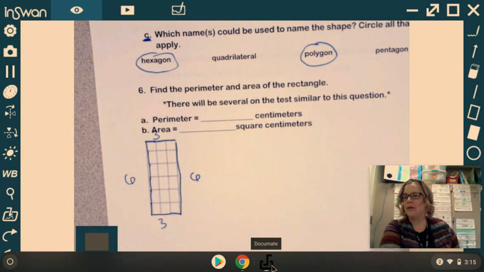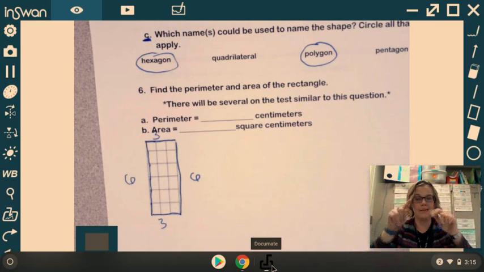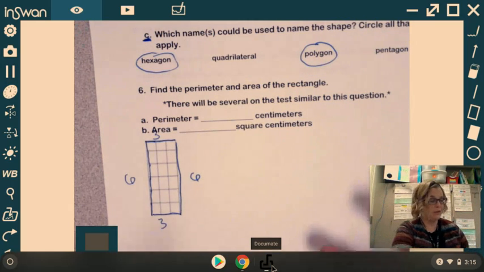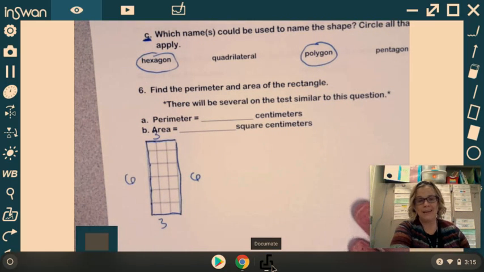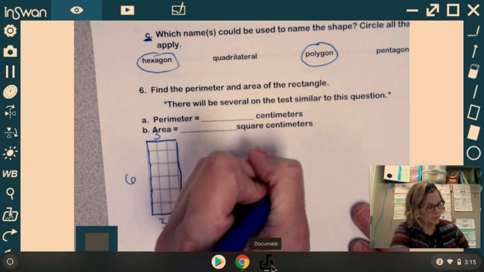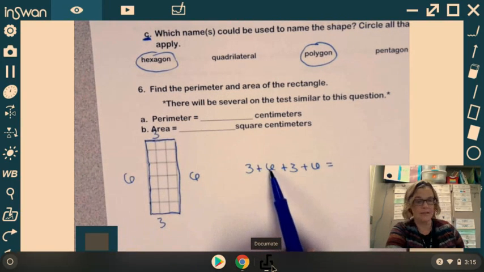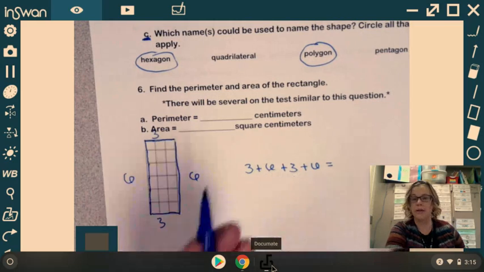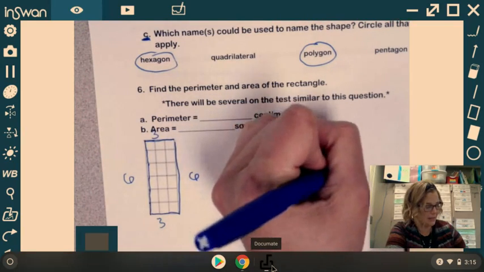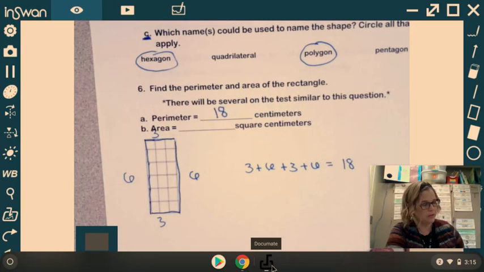So how do I find the perimeter? The distance around the shape. You should have said add the sides together. So we're going to do 3 plus 6 plus 3 plus 6. Well, 3 plus 6 is 9, and then another 9, so 9 plus 9 is 18. The perimeter is 18 centimeters.